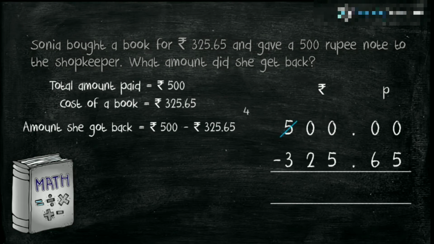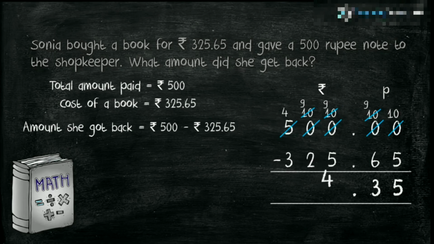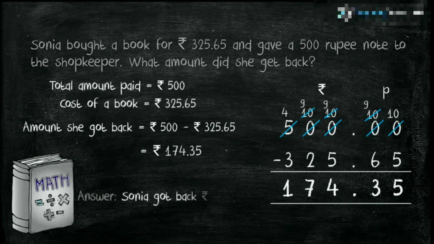0 is weaker than 5, so it takes the help of 5. So 5 becomes 4 and we keep on borrowing and finally 0 becomes 10. 10 minus 5 equals 5. 9 minus 6 equals 3. Now put the decimal in the answer. Next, 9 minus 5 equals 4. 9 minus 2 equals 7. And 4 minus 3 equals 1.